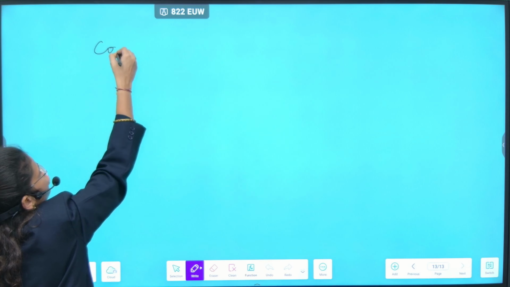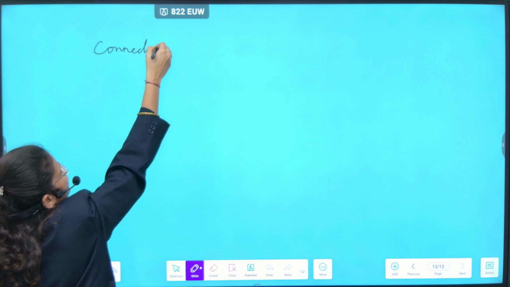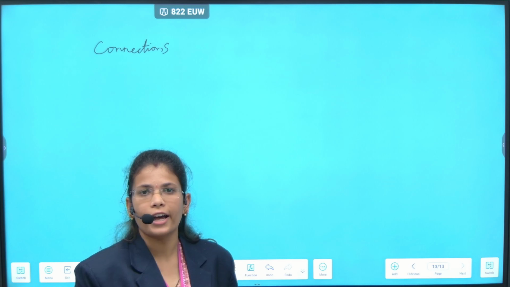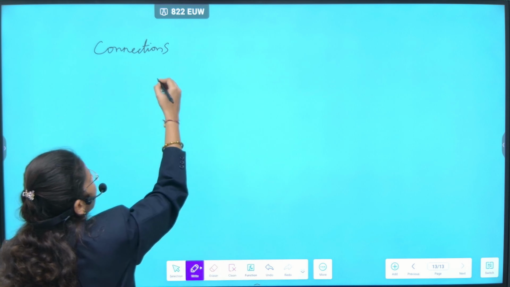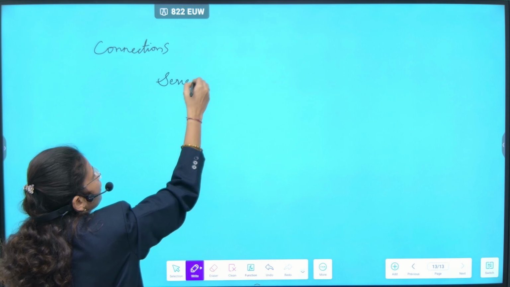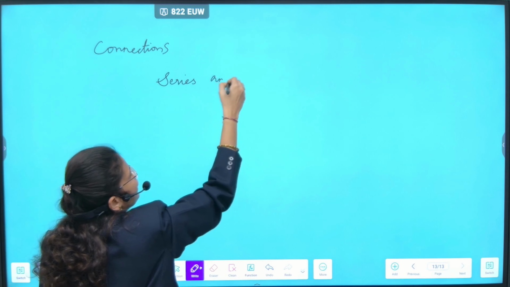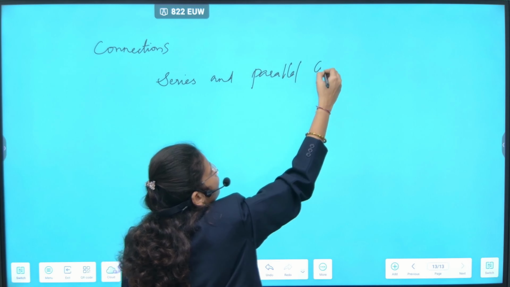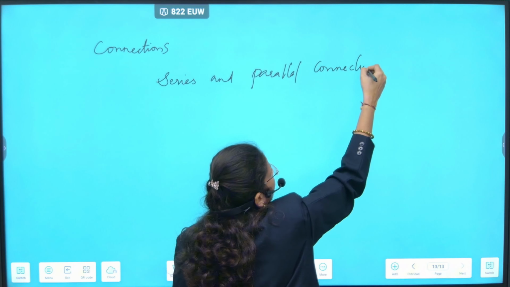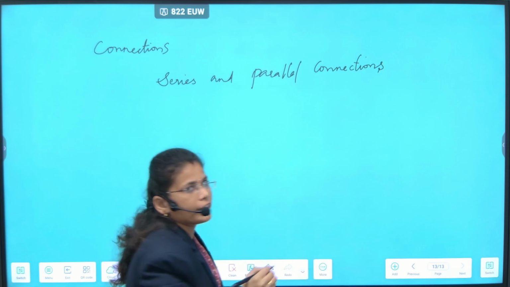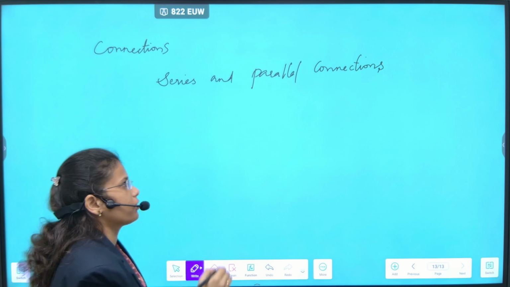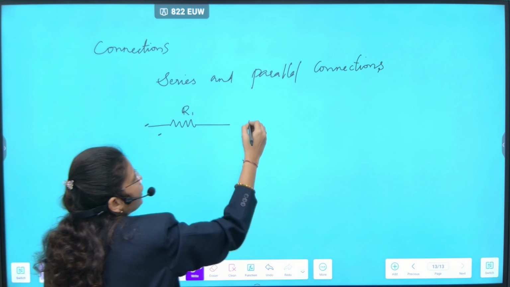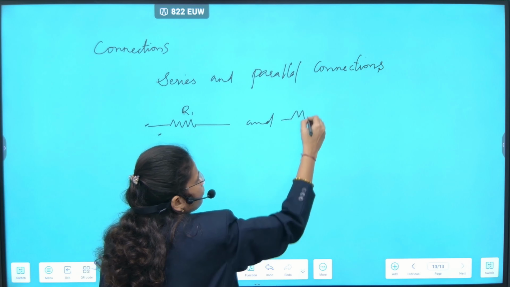Next, connections of a resistor. How can we connect the resistors? There are two connections: series connection and parallel connection. Let us consider two resistors, R1 and R2.